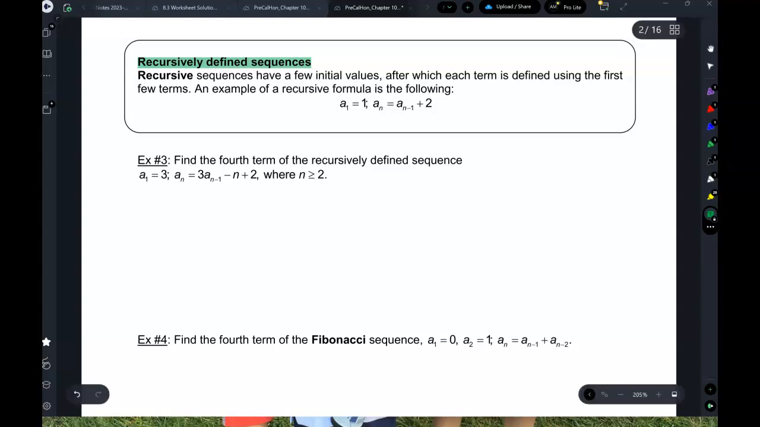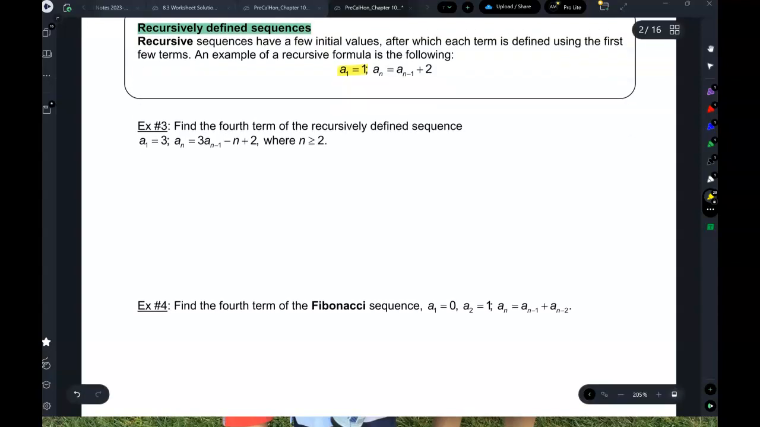So an example is this. A sub 1 is 1, and then A sub n is a sub n minus 1 plus 2. So what this is saying is, if you want to find a term, you have to use what this term is in relation to the one right before. So you have to use the one right before and add 2. With this, you have the term, you can find the very next one. Then you can find the very next one. You can't skip from the first term to the 50th term with this. You can only go from the 49th to the 50th. This is called a recursively defined sequence.